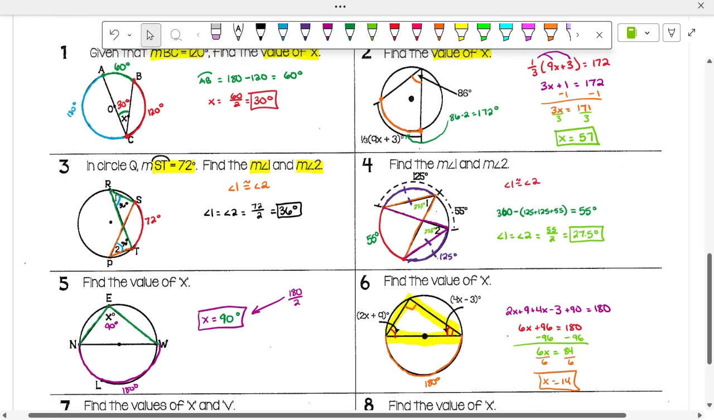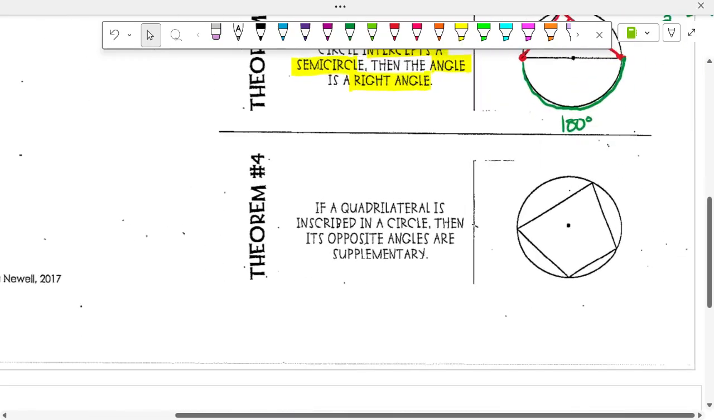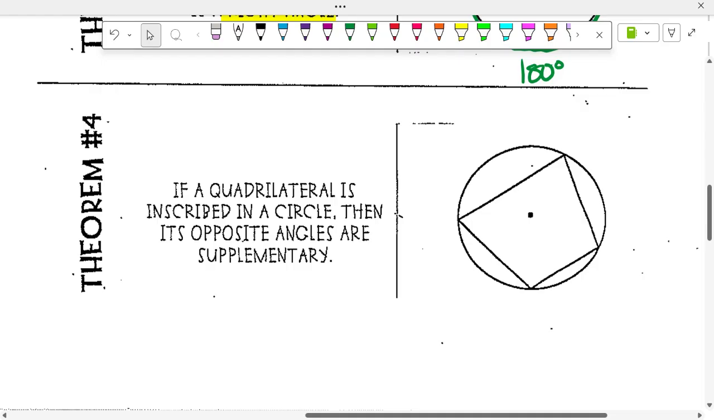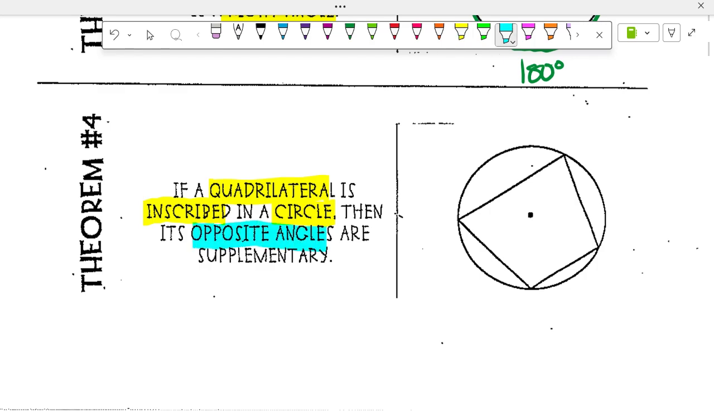Last theorem on this foldable. So, if a quadrilateral is inscribed in a circle, meaning all 4 vertices of the quadrilateral are on the circle, the opposite angles are supplementary.